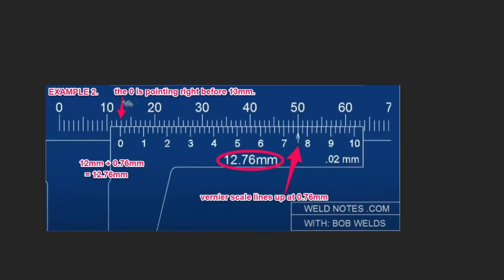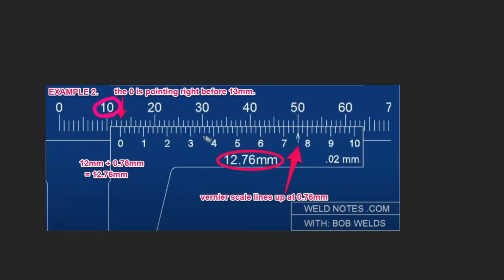Let's take a look at another example. Right here we have another reading on the vernier scale, and we need to figure out what it is. So again, first look at the main scale. We have 10 millimeters right here, okay? And this will be 11, 12. As you can see, the 0 lines up exactly before it hits 13. It is not on 13, it is not after 13, it is right before 13. So this means the measurement will be 12 point something.